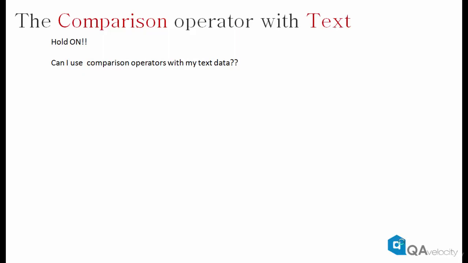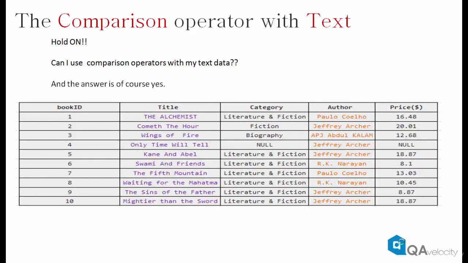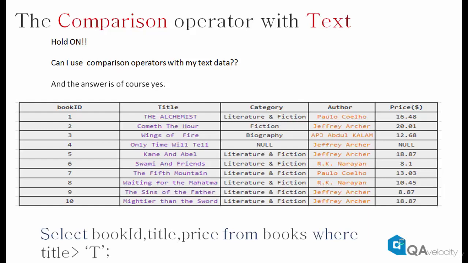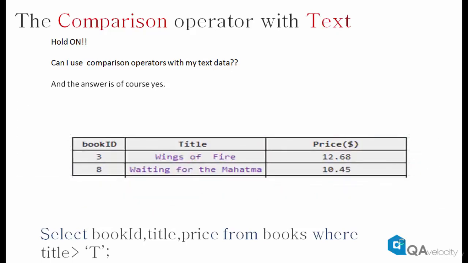Wait a second, can I use comparison operator with my text data? Yes, of course, you can use. Let's see the table. If you want all the books with title greater than T, which means all the titles whose initial letter comes after T, you can use the greater than operator. And the query would be select book ID, title, price from books where title is greater than T. Now, if you see the result, it is showing only two books with title greater than T alphabet.